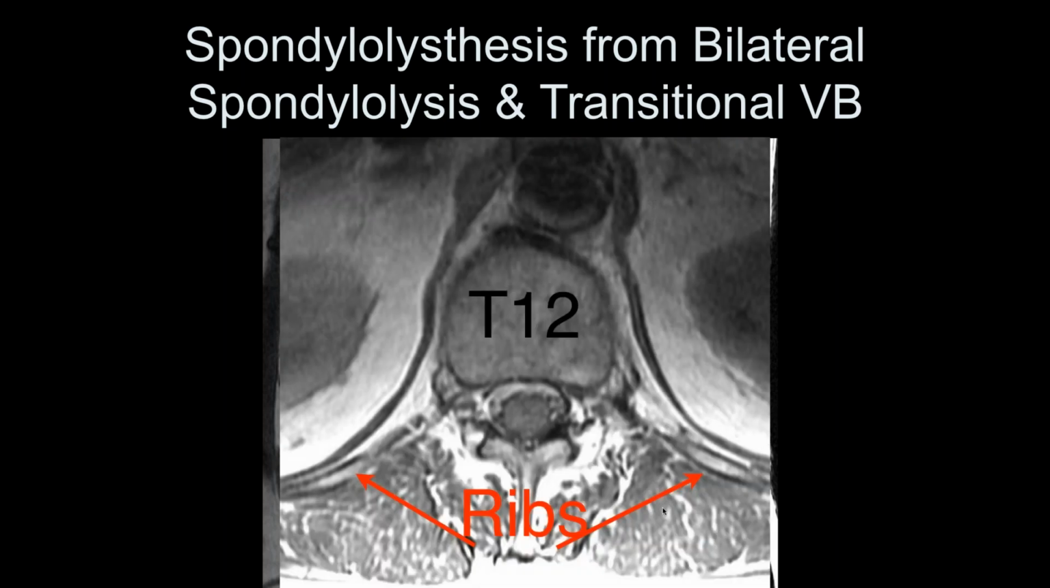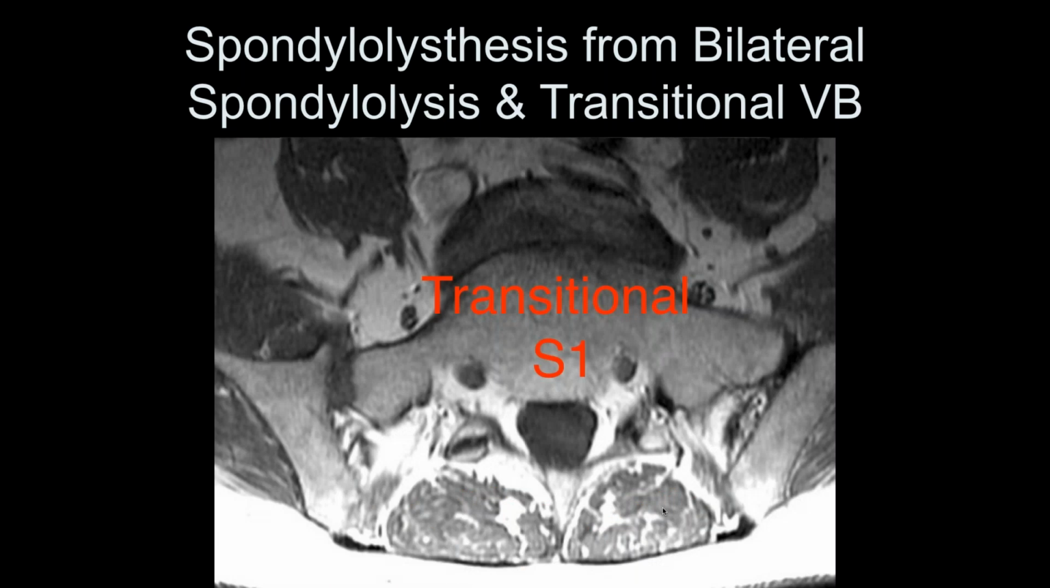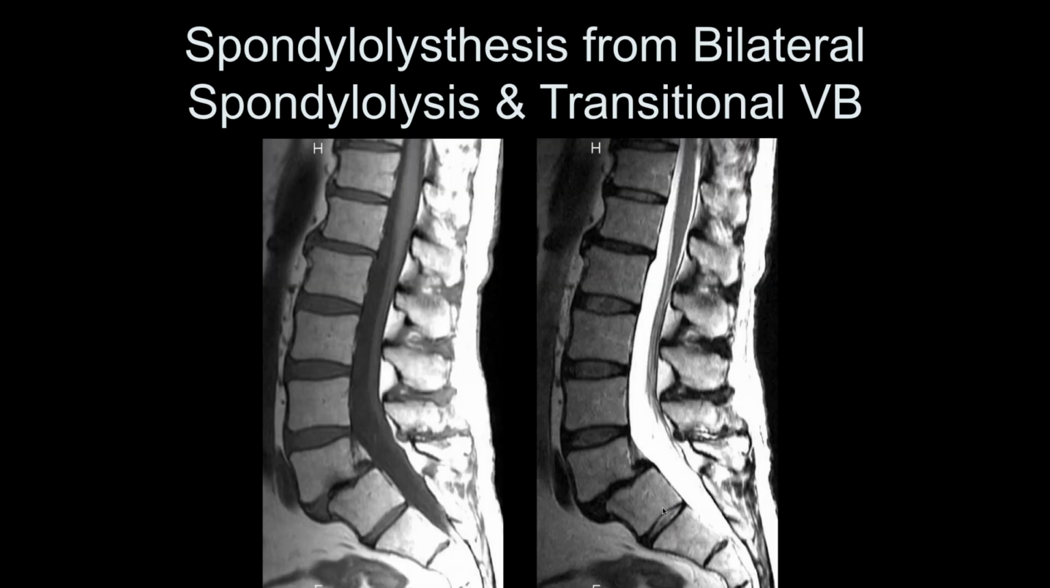So, John, is the L5 the listhesis vertebra? Yeah, that right there. This is 5. This is S1. In a case like this, I say that the lowest complete disc is assumed to be the S1-2 level, and T12 has the lowest rib-bearing vertebral body, and therefore the spondylolisthesis is at the L5-S1 level. Oh, okay.